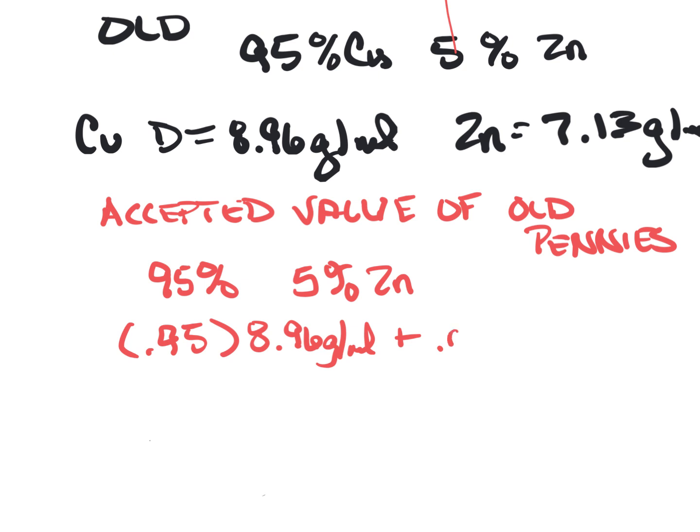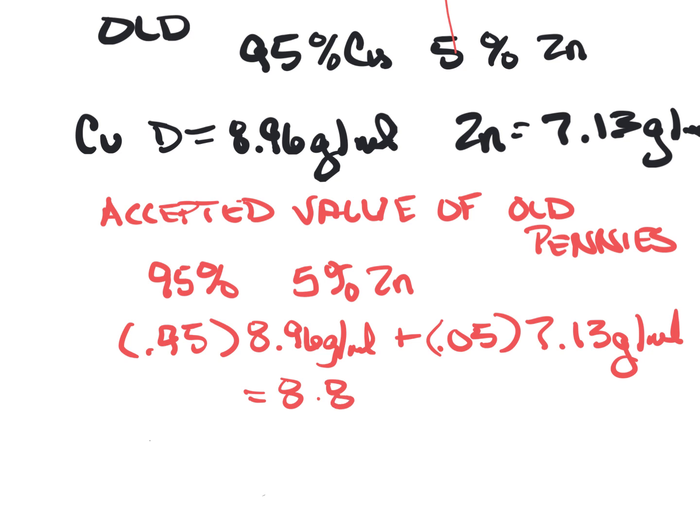plus 5%. Notice I'm putting that 5% in decimal form, okay? 0.05 times the density of zinc, which is 7.13 grams per milliliter. So when I put that in my calculator, I get an accepted value of 8.87 grams per milliliter. We're going to do 3 sig figs here. Again, just make sure you have that label on top of that calculation.